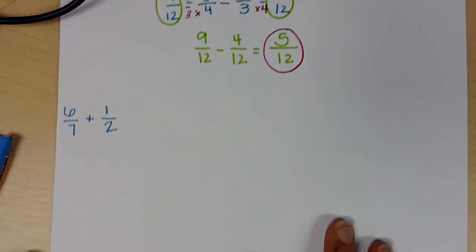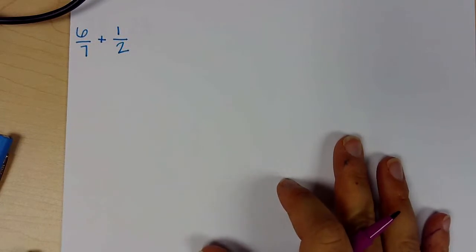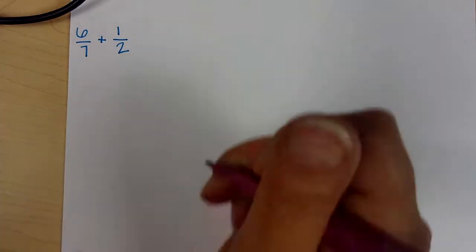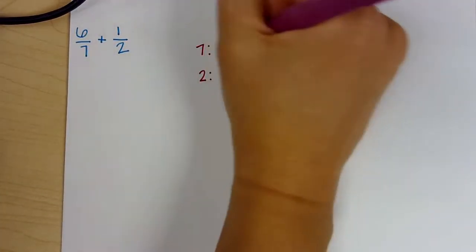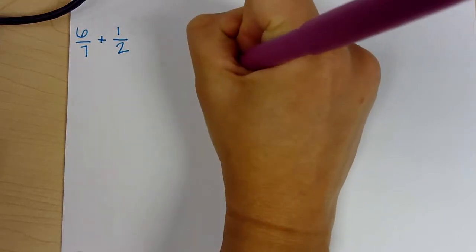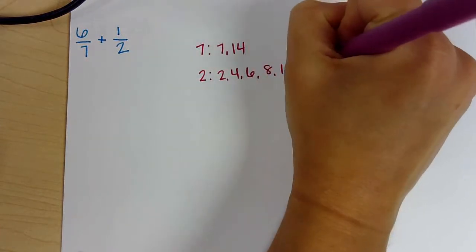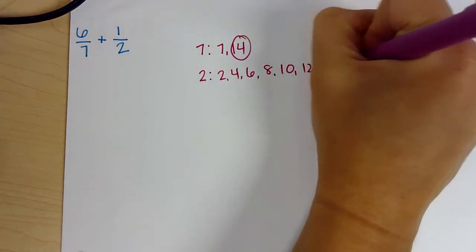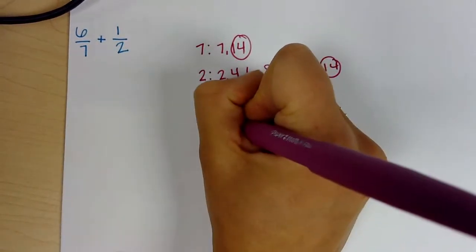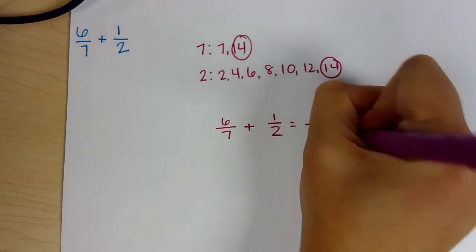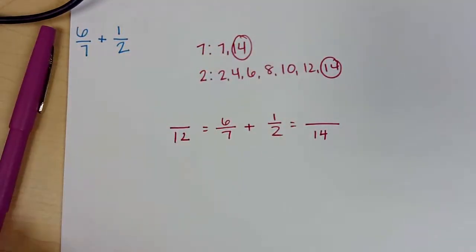Let's try another problem. This one's adding. Here I've got 6/7 plus 1/2. What is the LCM or the LCD of these two fractions? Well, I write out my multiples. Okay, 14 they have in common. So over here, I've got my two fractions, and I want their denominators to be 12.